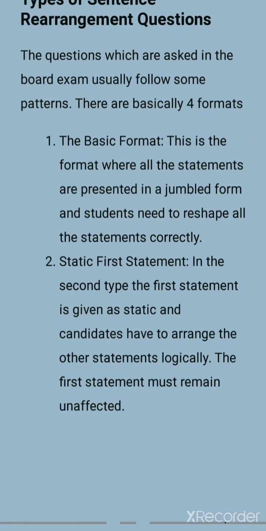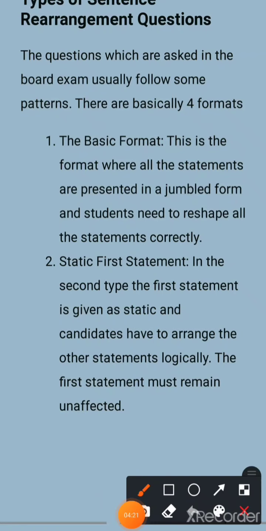So the types of sentence rearrangements. There are some formats. Number 1, the basic format. This is the format where all the statements are presented in a jumbled up form and students need to reshape or reconstruct all the statements correctly to form a meaningful sentence. Next, static first statement. In the second type, the first statement is given as static and students have to arrange the other statements logically.